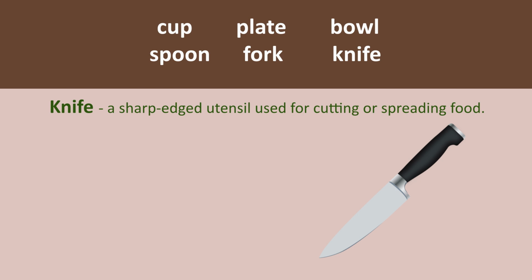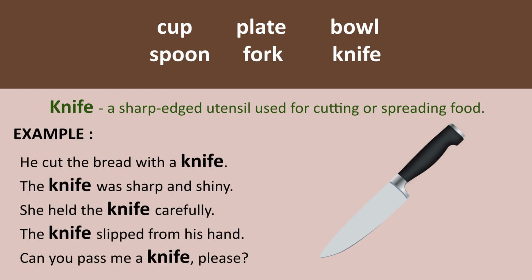Knife. A sharp-edged utensil used for cutting or spreading food. Example: He cut the bread with a knife. The knife was sharp and shiny. She held the knife carefully. The knife slipped from his hand.